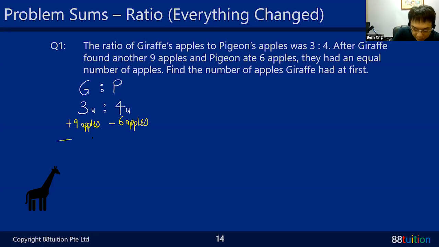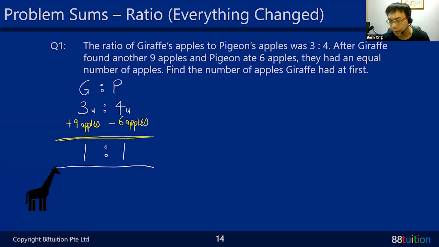Okay, so what happens after that? They had an equal number of apples. Equal number means what? Means at the end of the day they have equal, which we say as 1:1. 1:1 means they have the exact same thing. Can you see or not? But this time around, it's not units anymore. We call it parts. 1 part is to 1 part. When they say equal numbers, equal numbers simply means 1:1.